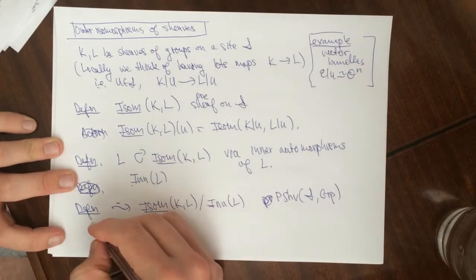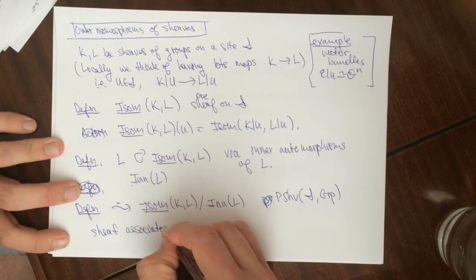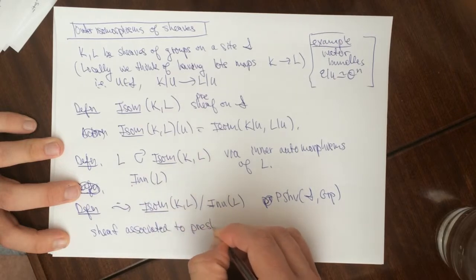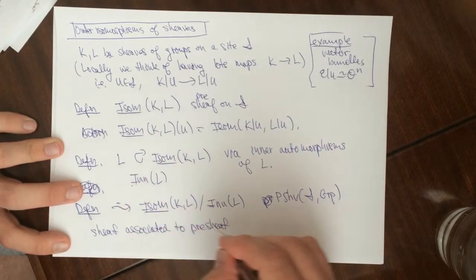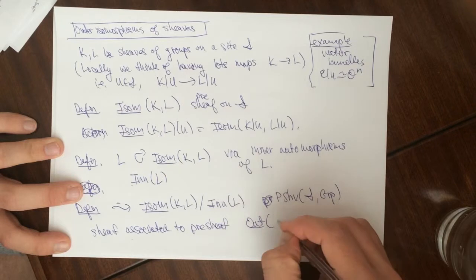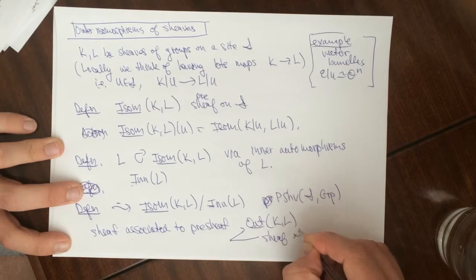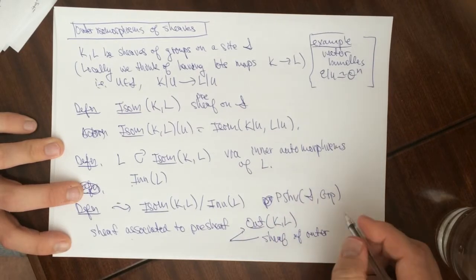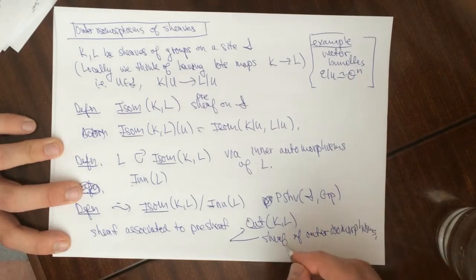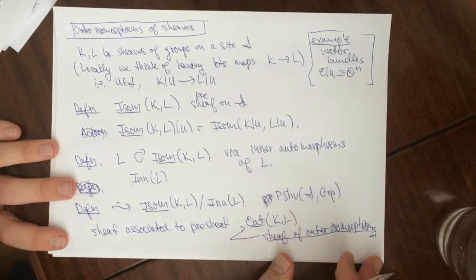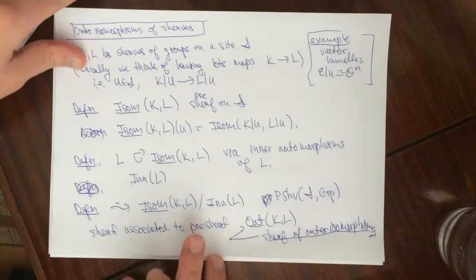And then we take the sheaf associated to the presheaf, which is the sheaf of outer isomorphisms. This is going to be Out(K, L). If I said automorphisms, I'm sorry. This is a sheaf of outer isomorphisms. Okay, so that's what we have. All right.